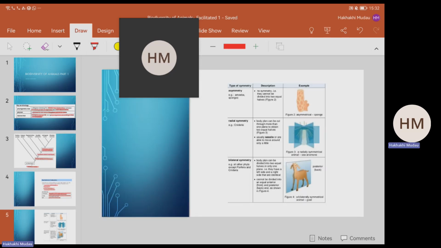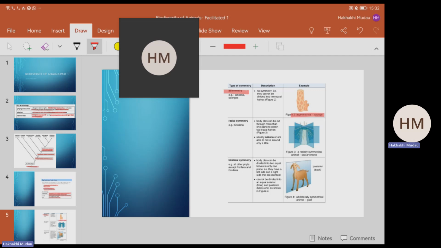So as I spoke about symmetry, we have three types of symmetry. We have asymmetry, meaning that the organism cannot be cut into two equal parts. No matter what plane you look at, this organism cannot be cut into two equal parts.